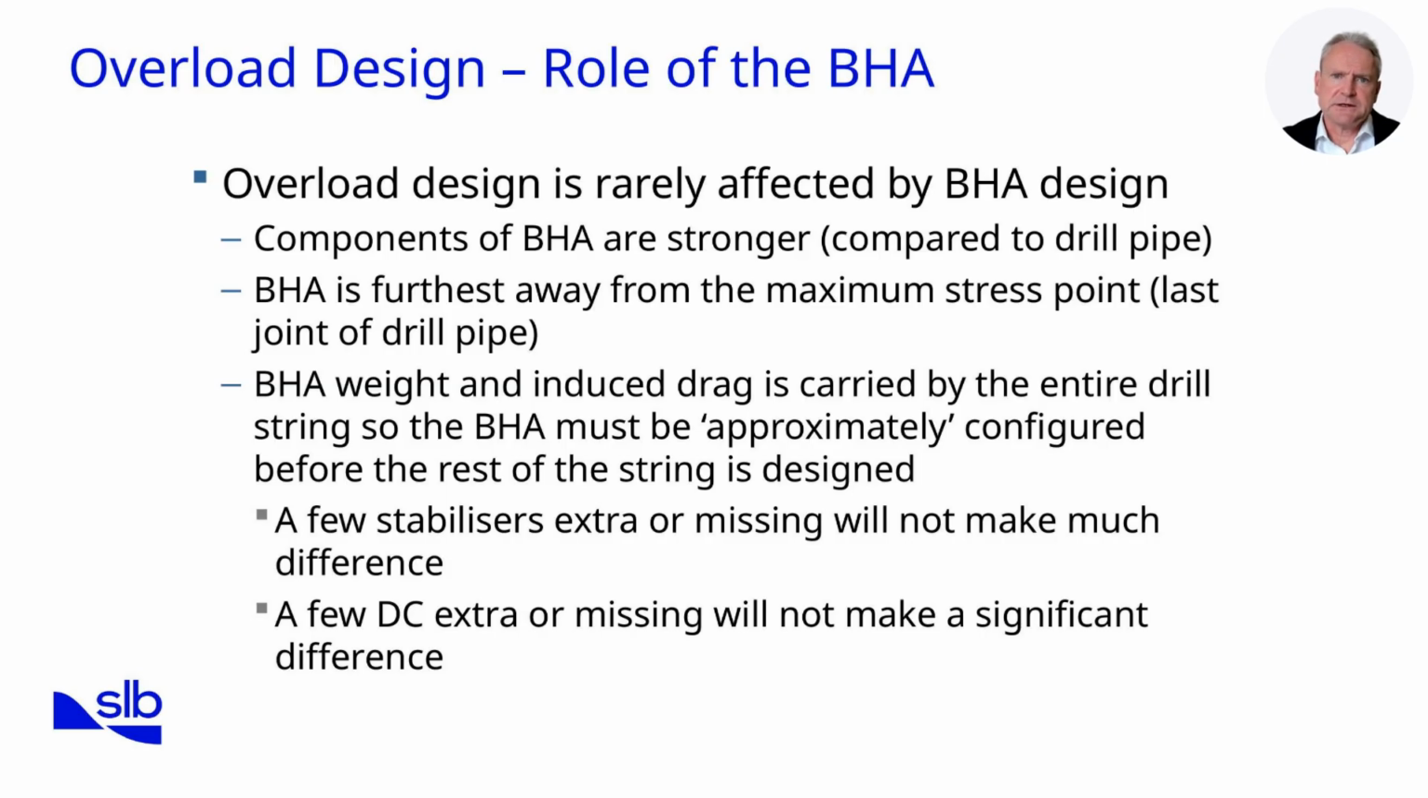However, we still need to configure the BHA approximately before finalizing the drill string design. The reason is that the BHA contributes weight and drag, and this load is distributed across the drill string. For example, adding more heavyweight collars increases total string weight, which in turn increases tensile load at the surface. While it won't usually drive overload failure in the collars themselves, it affects design calculations for the pipe above. The key takeaway is that while the BHA doesn't control overload failure, it sets boundary conditions for the rest of the string. That's why we start by approximating the BHA layout before refining the design of the drill string.